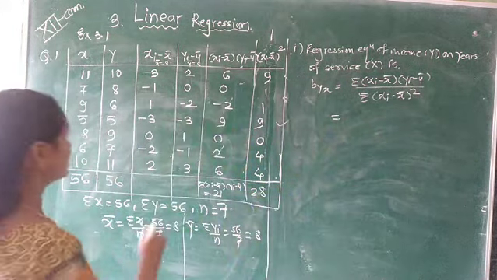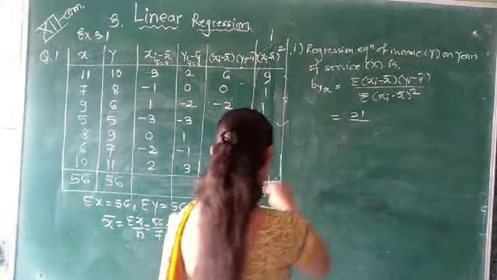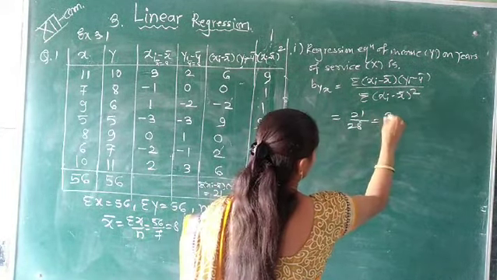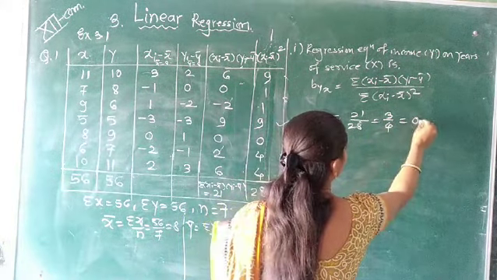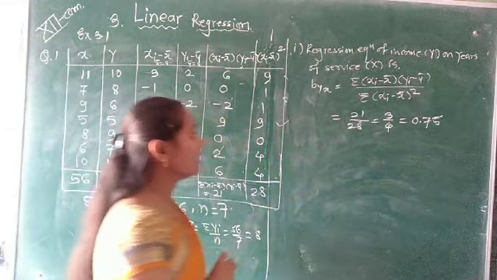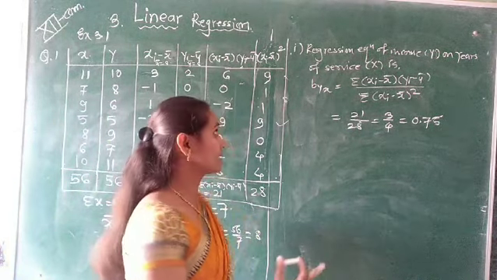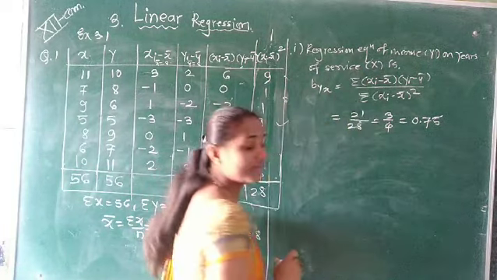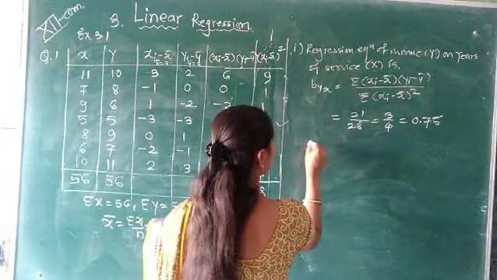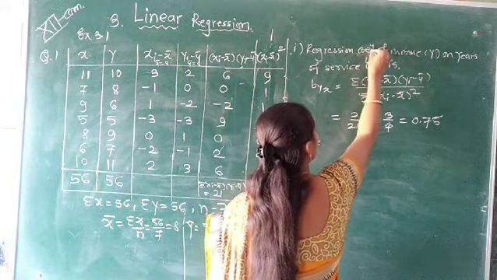What is the value of this? 21 upon summation xi minus x bar square, which is 28. Since 7 3s are 21 and 7 4s are 28, if we divide then it is 0.75. So 4 7s are 28 and 4 5s are 20. Hence the regression coefficient byx. First we have to find its regression coefficient, then we will find its regression equation. So this is not the regression equation, it is the regression coefficient byx.